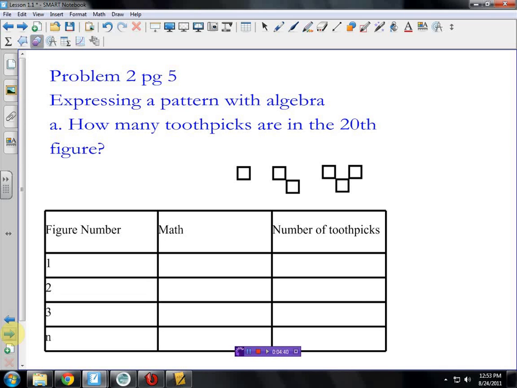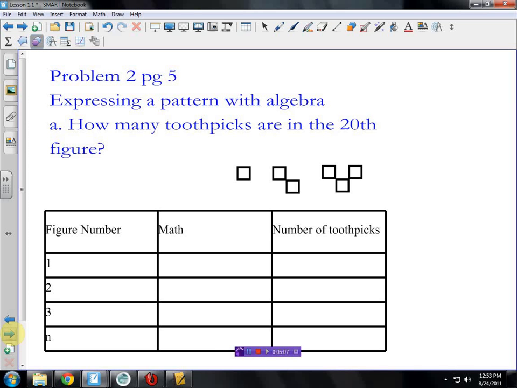This is problem 2 on page 5. We have a pattern of toothpicks. Now, I think in the book it actually gives you nicer looking toothpicks than mine. Mine are just boxes. But we start off with 1 box of toothpicks, and then 2 boxes, and 3 boxes. What we want to do is discover the pattern and then come up with the 20th figure. Now, we could do this by drawing 20 of them, right? But that's a little bit more difficult.